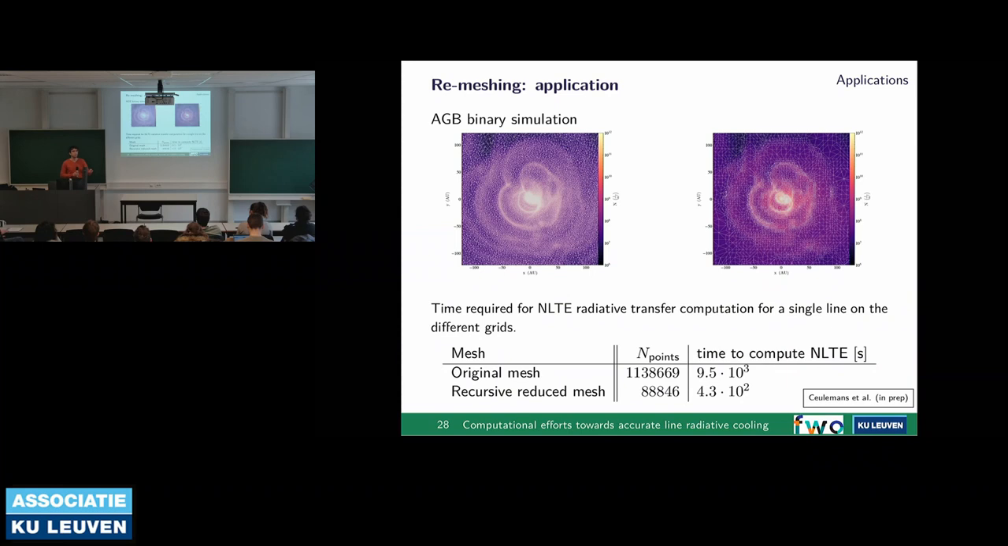On the left, you have the original mesh again, and on the right, you have the remeshed mesh, which looks quite a bit square if you look closely, but that's expected because I divided it into squares. But most importantly, we can look at the time it takes to compute NLTE radiative transfer. The original mesh with more than a million points takes, let's say, 3 hours. And the reduced mesh with only 100,000 points takes 10 times less time, which is great.